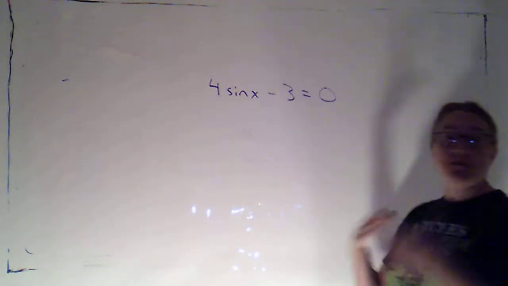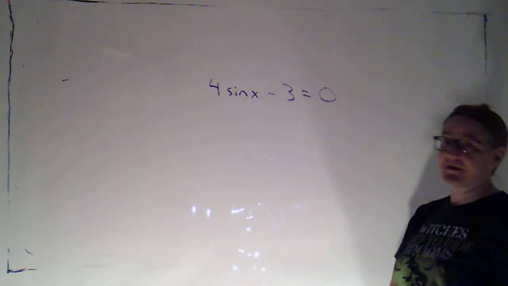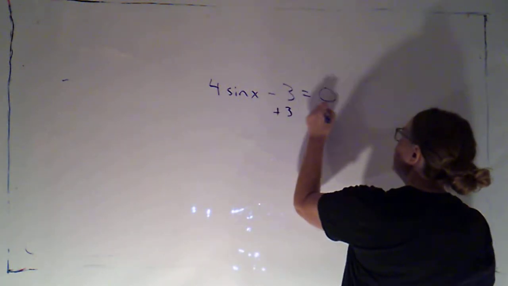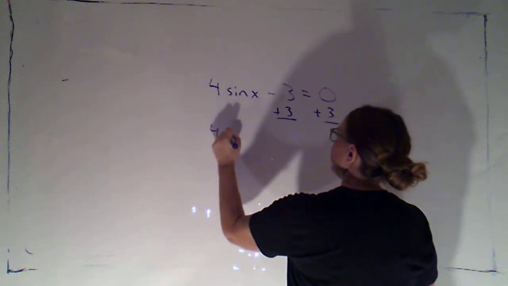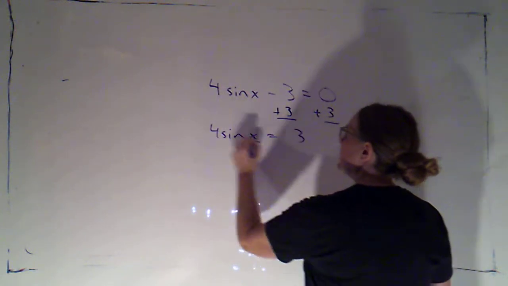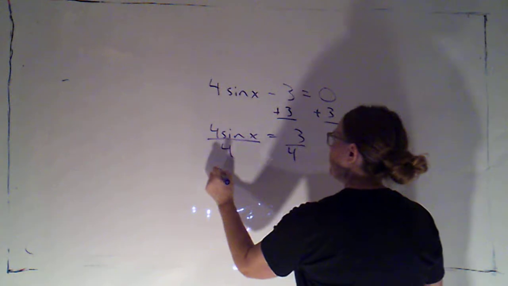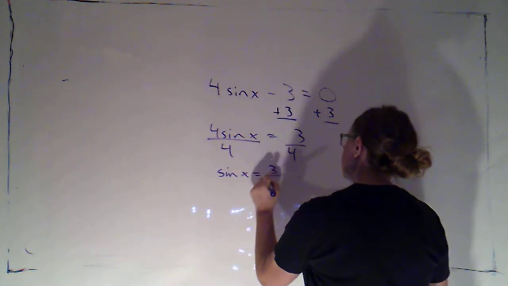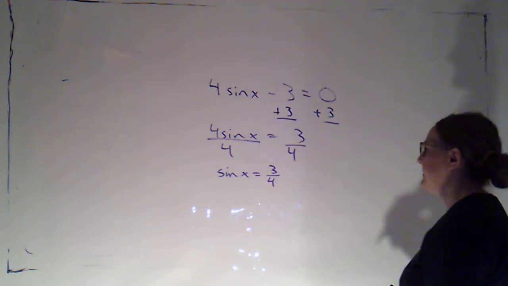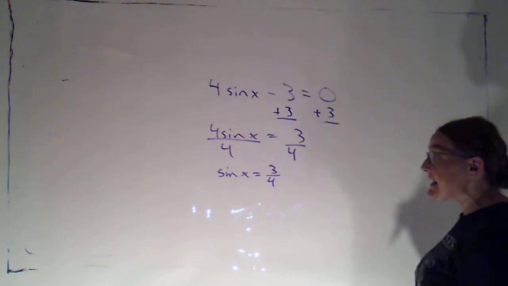All right. So once again, the first thing I'm going to do is isolate the trig function. So I'm going to add 3 to both sides. 4 sine x equals 3. Divide both sides by 4. Sine x is equal to 3/4. All right, that's a positive number.